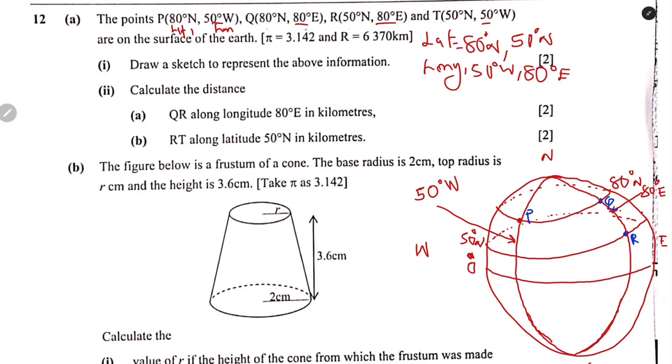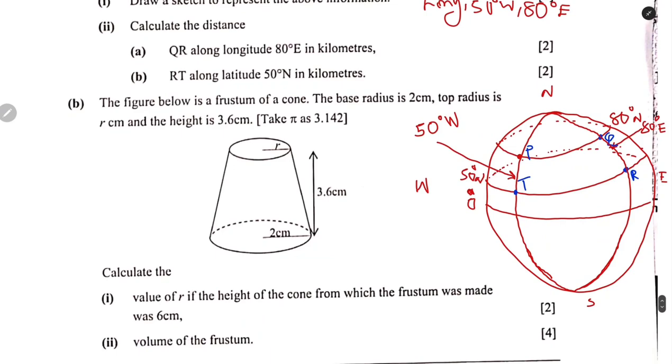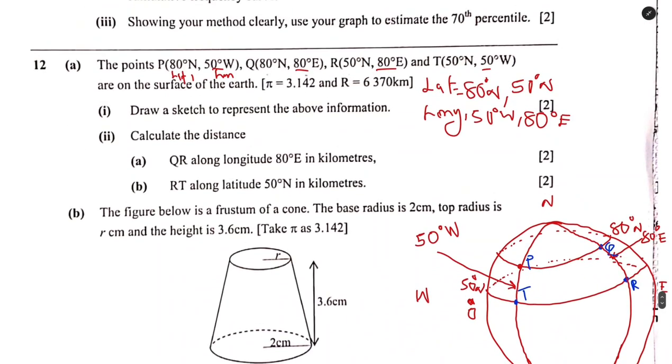Then of course we have the last one, which is T, 50 degree north and of course 50 west. So this one here. So this is T. So this is where the sketching ends. So that is how the sketching should be, or just without the equator, just this part. Then now what are the other questions?